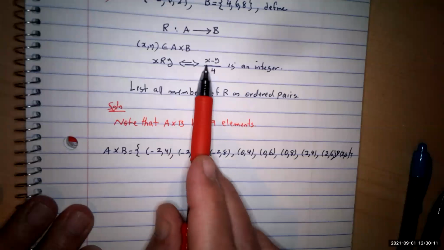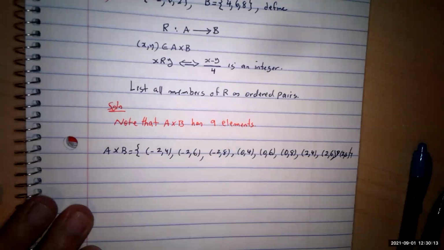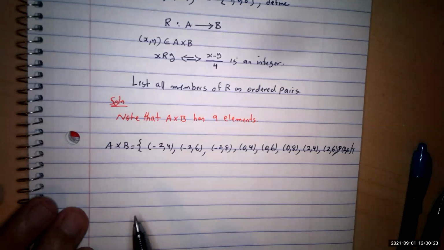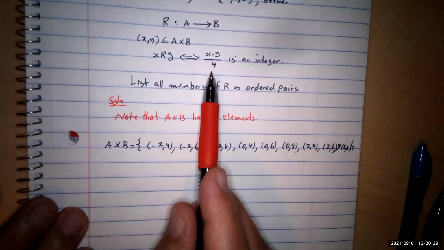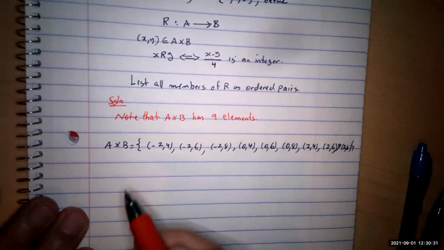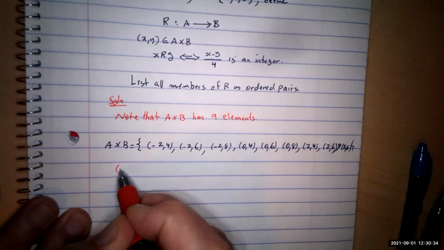The condition is that the difference between X and Y must be divisible by 4. So you can test each one of them quickly, or just test a couple of them and give us all the members, to see if it's going to be the case. For example, if we get -2 and 4, the difference would be -6. -6 is not divisible by 4, so you drop it and just check this one. You check the -2 and 4.